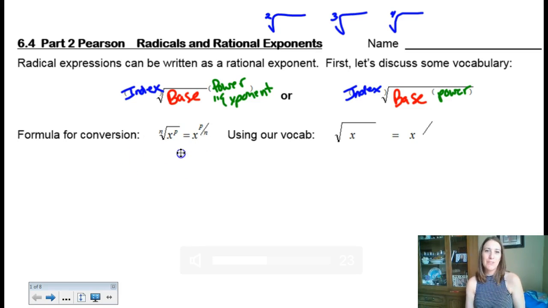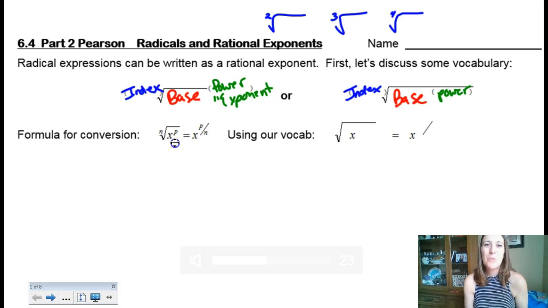All right, so here's the conversion formula. I'm using n to represent the index. I probably would have been smarter, but i's are kind of hard to work with in math. Plus later on, we're going to learn that a little lowercase i means something else. It's actually a number. Spoiler alert.